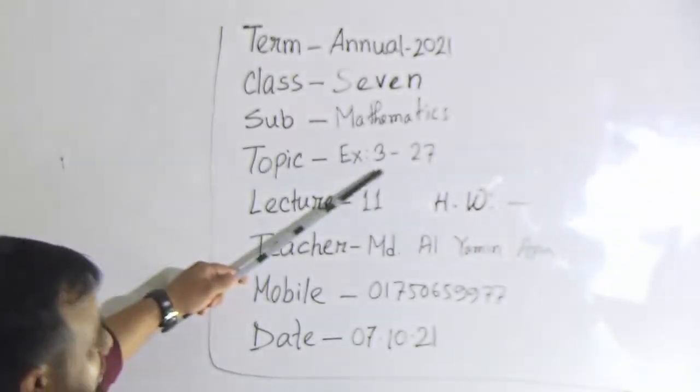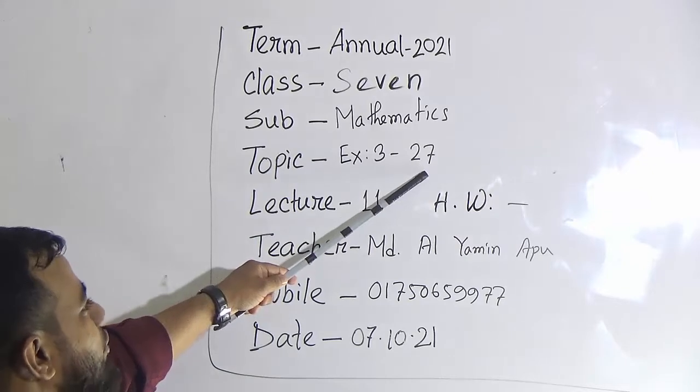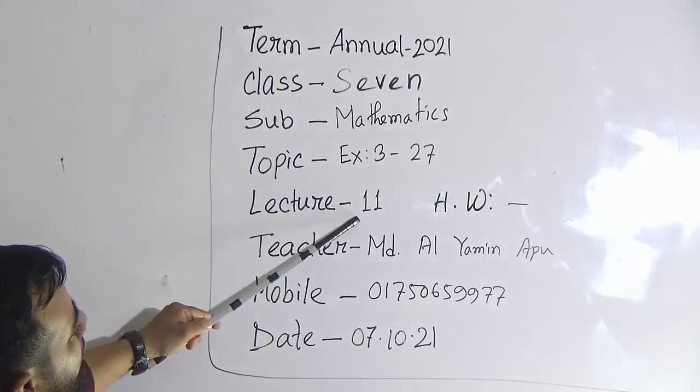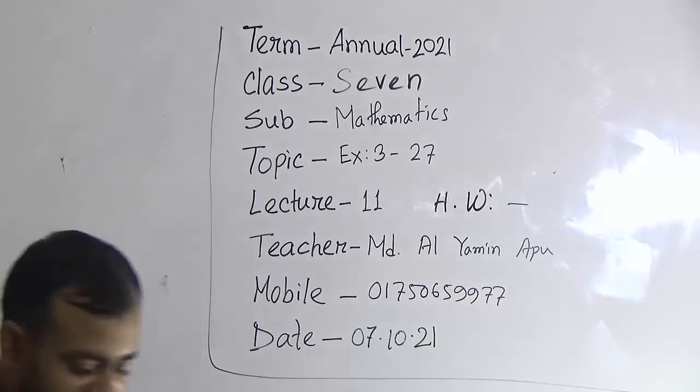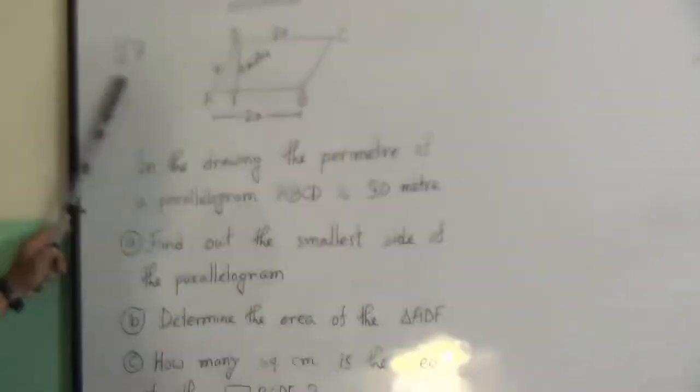Our today's topic is exercise 3, question number 27. It's a CQ question, okay? We will solve it today inshallah. Our lecture number is 11 for the annual term examination. You have no homework today. Look at the question of exercise 3, question number 27.